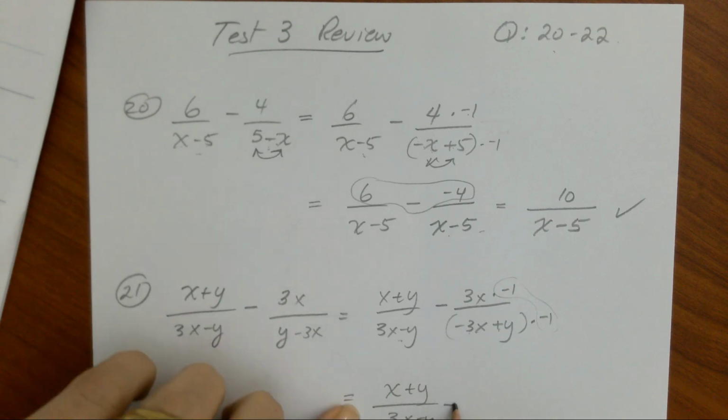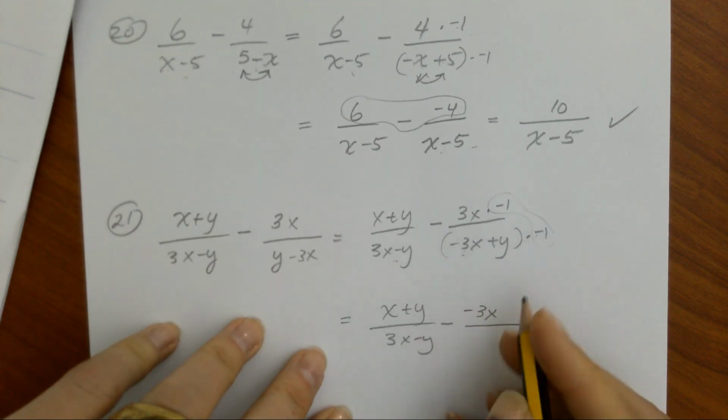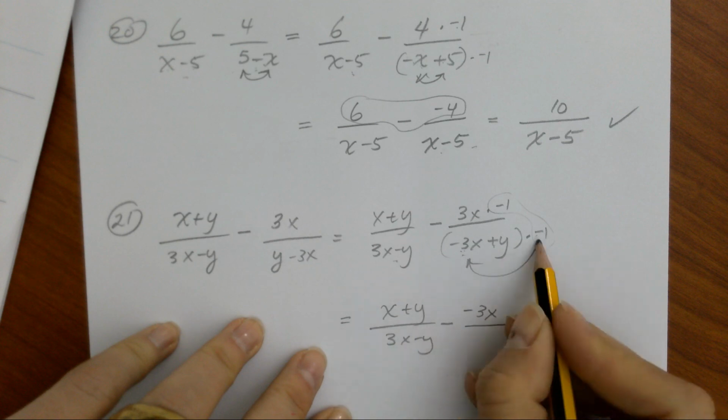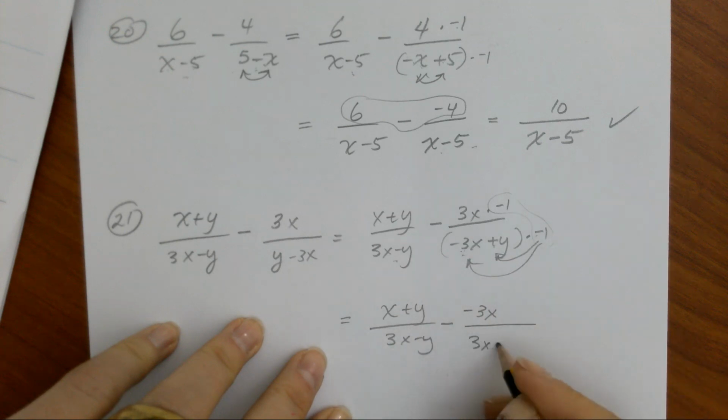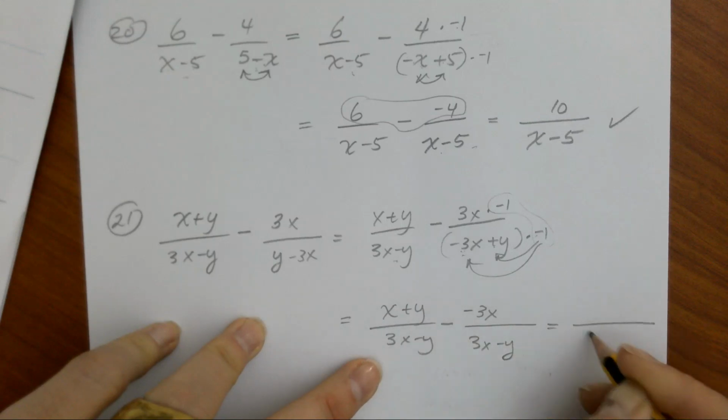So this is minus -3x. Oops, you need to be able to see. And it changes it to the opposite. This times this, this times this. So I get 3x minus y. And now look, they're the same denominators. So I put them together.